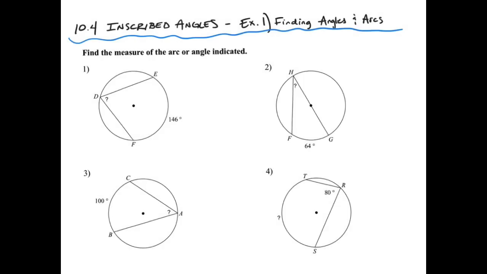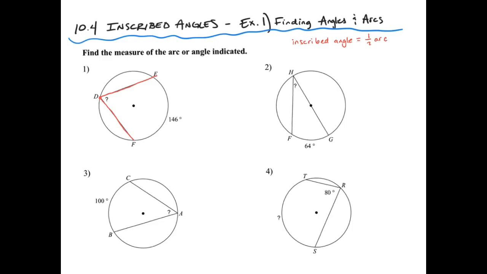Yo, in this video we're going to apply what we learned in the last set of notes about inscribed angles. So we learned that the inscribed angle, which is the angle with its vertex on the circle, like we see with that angle D right there, the vertex on the circle. We know that that inscribed angle is equal to half of its intercepted arc.